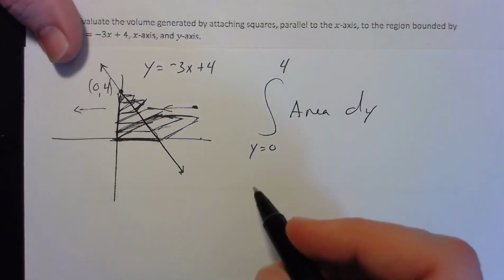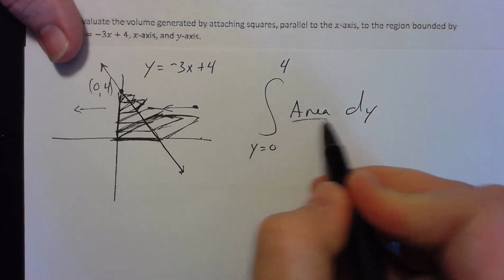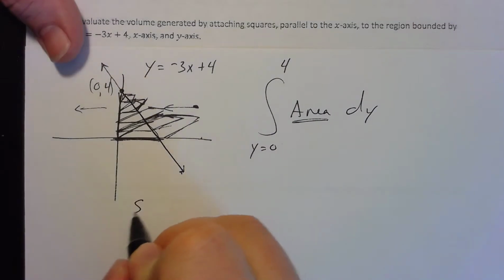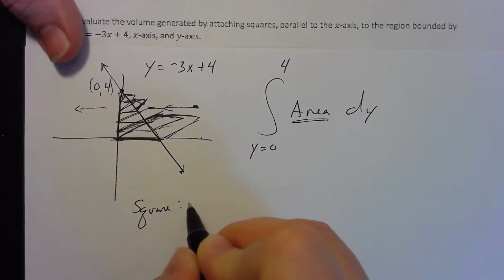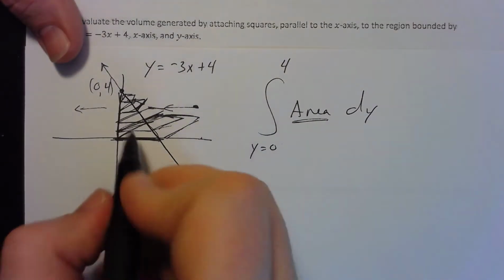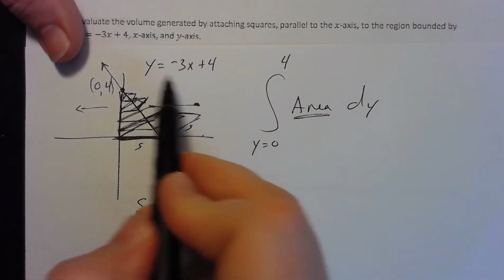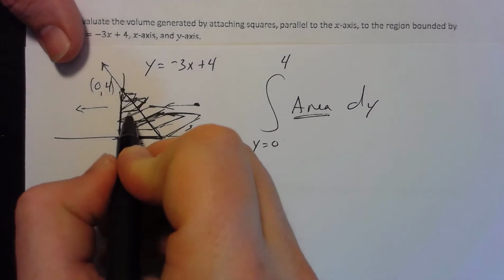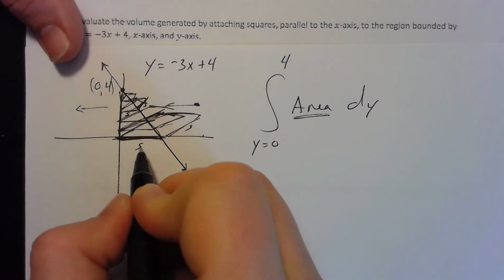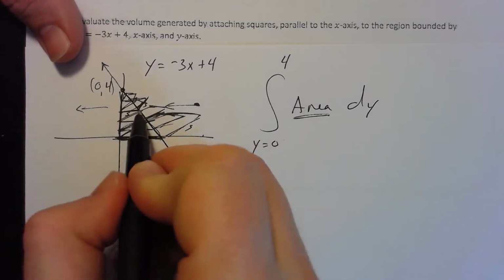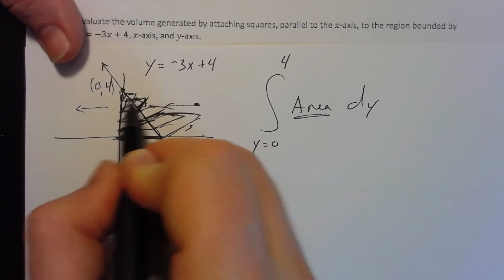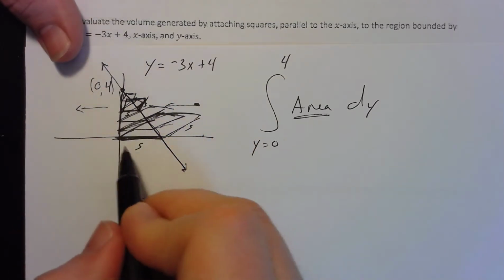The second detail that's important is that I need to figure out what my area function is. Since I'm attaching squares, the area formula is, again, s squared. So this length right here is s, and this length right here is s, and it's going to change based on whatever this function is. So down here, this s distance is going to be different than this s distance over here, but the formula for finding the area of that square is going to be the same as for this square over here.